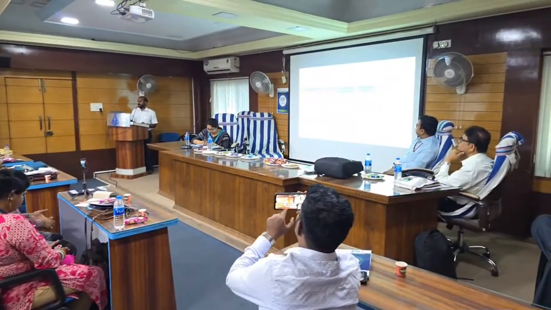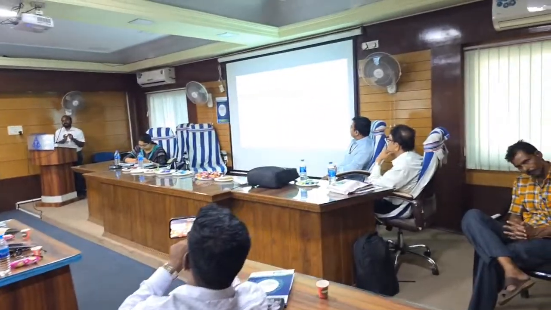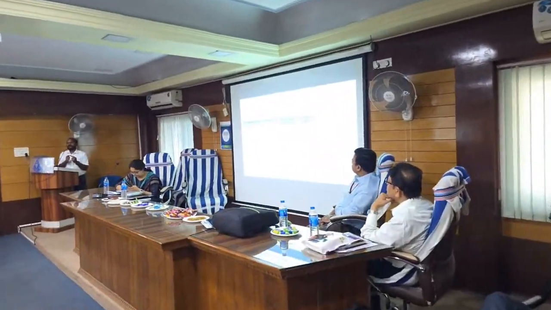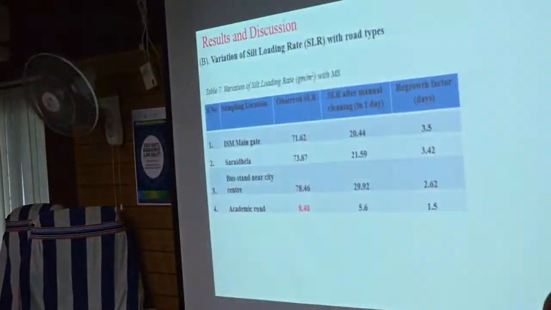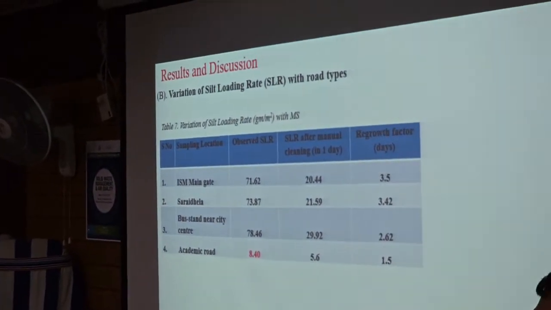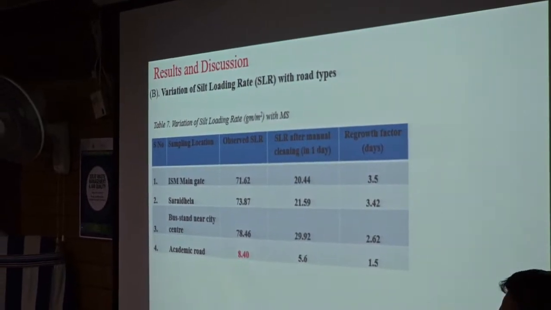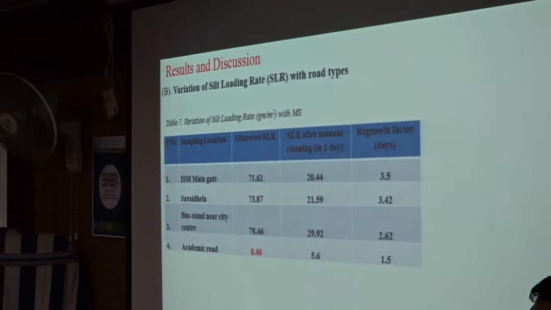So what we did is that once the mechanical sweeping machines have been employed on a road, because you cannot expect it to last forever, right? Today morning the vehicle is run, then after 3.5 days the silt loading rate comes back to the initial value, what it was before running the mechanical sweeping vehicles. So that is what I showed, like regrowth factors.